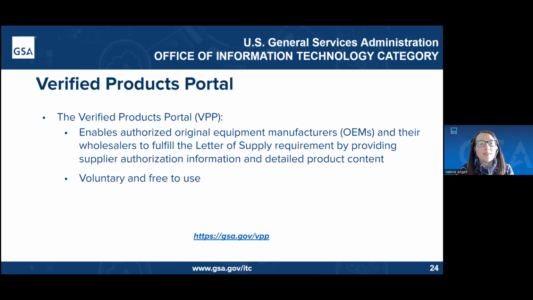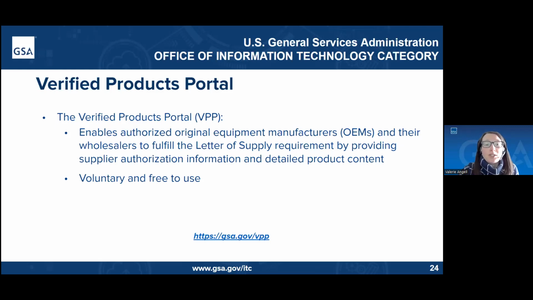All right, next I want to share some information about the Verified Product Portal, or VPP. For products, in lieu of a letter of supply, authorized manufacturers and their wholesalers can fulfill the letter of supply requirement instead by providing authorization information and detailed product content within the VPP here. And this helps with standardizing product information so the same manufacturer part number is used throughout. The VPP is voluntary and free to use.